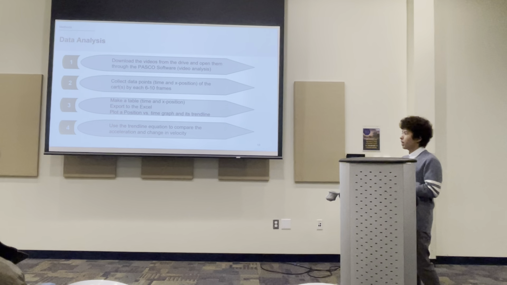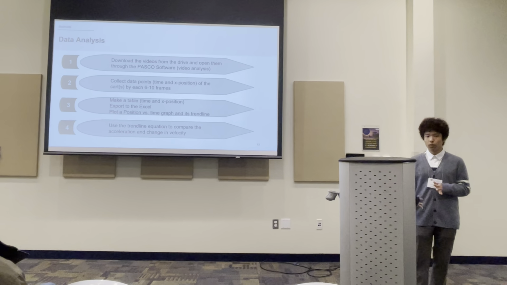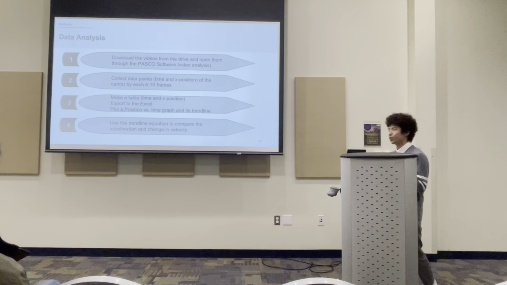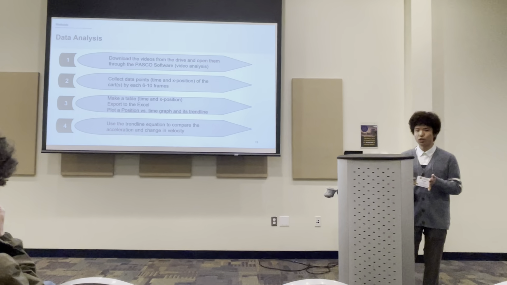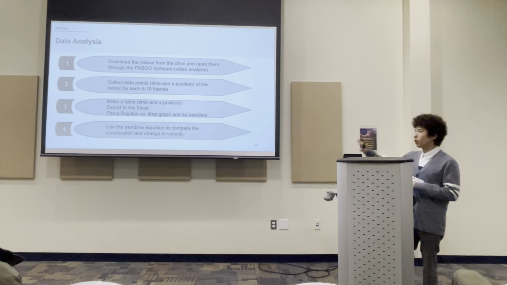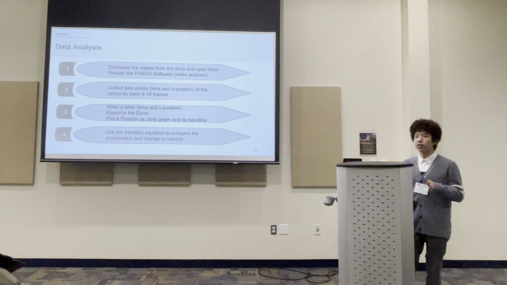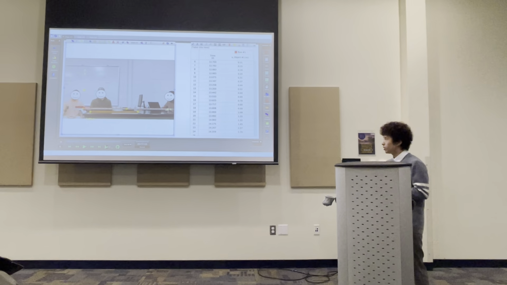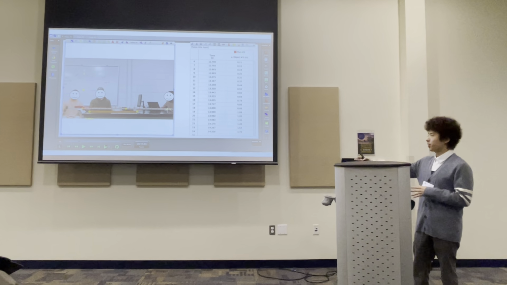Then they make a table and export it to Excel to plot a position versus time graph with a trend line, which should be a quadratic function. Then they use the trend line equation to compare the acceleration and the change in velocity in each reference frame. This is the visual representation for the data analysis.